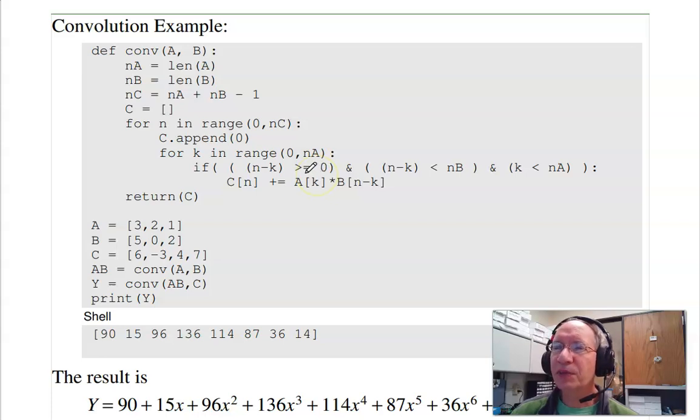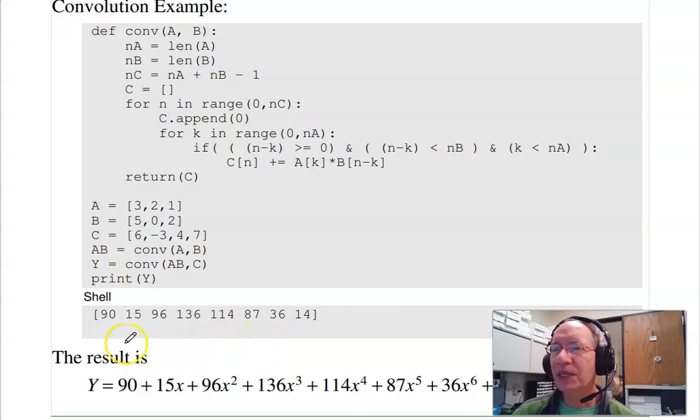If I want to take this previous example, what is a times b times c? I can say, here's polynomial a, that means 3 plus 2x plus 1x squared. B is 5 plus 2x squared, and here's c. Convolve a and b, take that result, convolve it with c, and here's what you get. So what that means is the product of a times b times c is 90 plus 15x plus 96x squared plus 136x cubed, and so on.